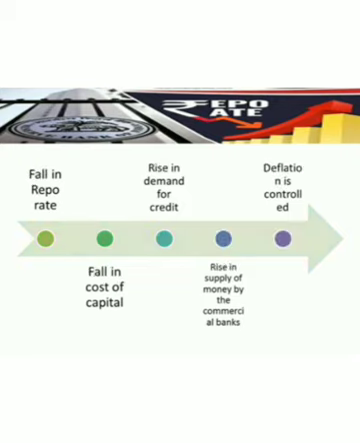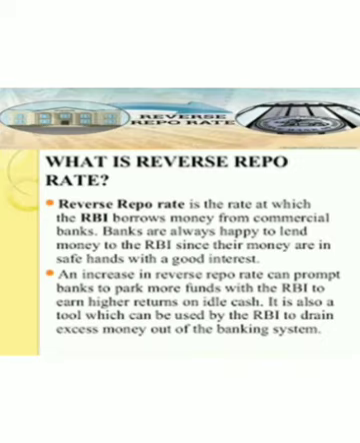A fall in repo rate will reduce the cost of capital, which will increase the demand for credit and increase the supply of money by the commercial banks, and it will control deflation in the economy. So during deflation, the cost of capital is reduced by reducing the repo rate. This increases the demand for credit, and accordingly the supply of money in the economy will increase as desired, and the deflation will be controlled.